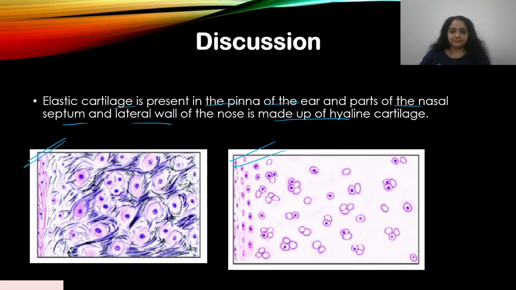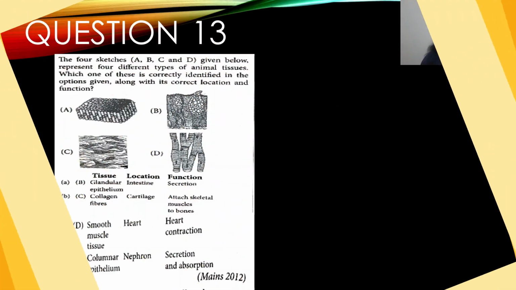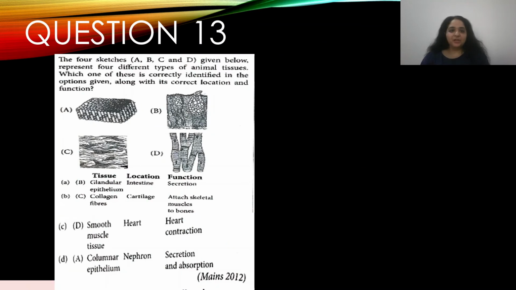Okay, clear? All right, so question number 13. I'm sorry about the quality of this photo here, but in case you can't read it, I'll read this question out to you. And this appeared in Mains 2012. The four sketches A, B, C, and D given below represent four different types of animal tissues. Which one of these is correctly identified in the options given, along with its correct location and function?